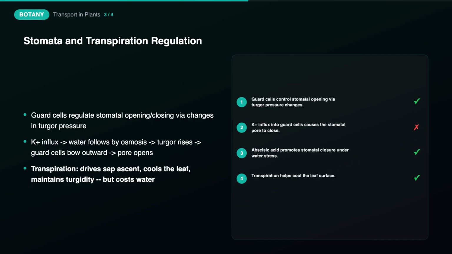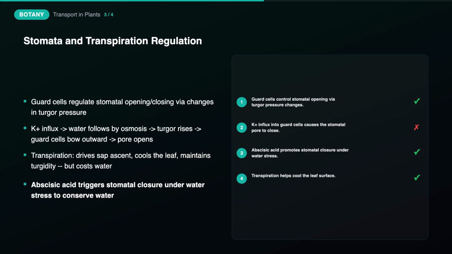straighten, closing the pore. While transpiration serves essential purposes, driving the ascent of sap, cooling the leaf surface through evaporative heat loss, and maintaining the cell turgidity necessary for structural support, it also represents a significant, sometimes problematic, water loss for the plant. So stomata typically close under water-stressed conditions, often triggered by the plant hormone abscisic acid, to conserve precious water at the direct cost of temporarily reducing carbon dioxide uptake.